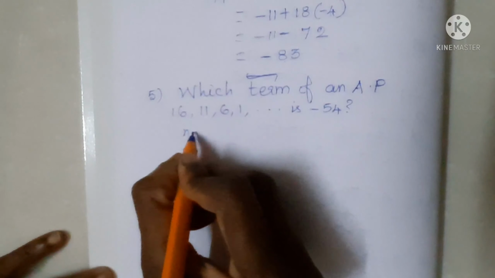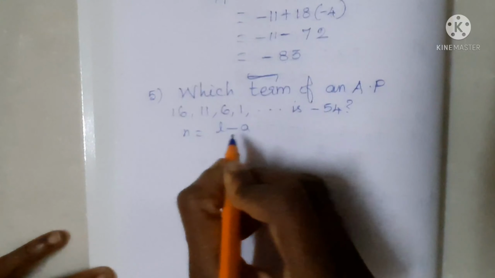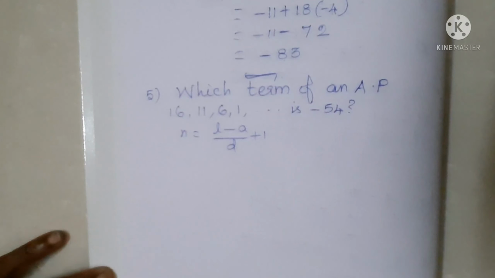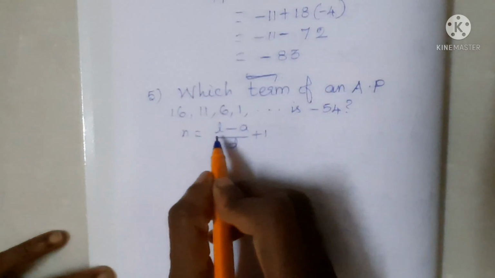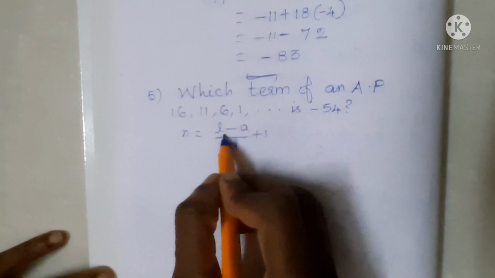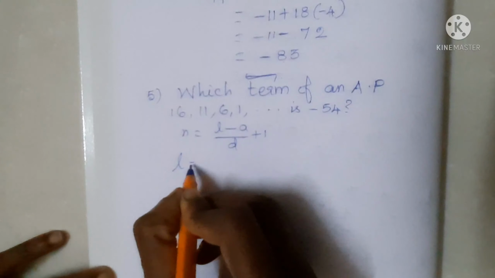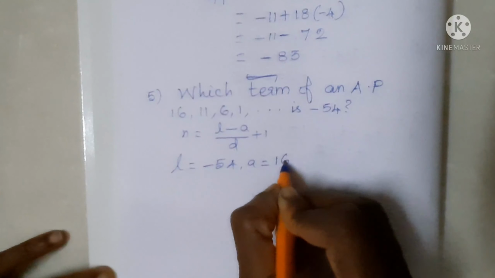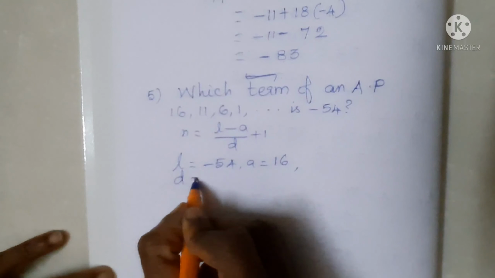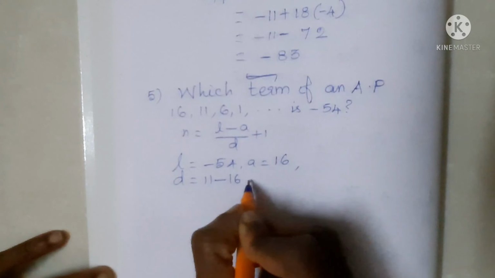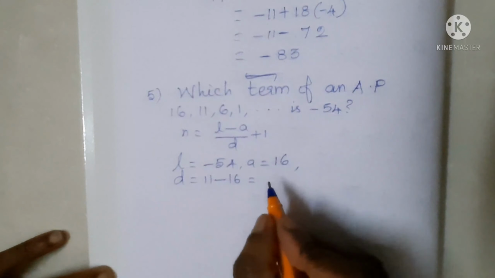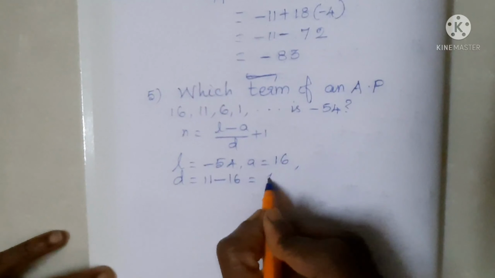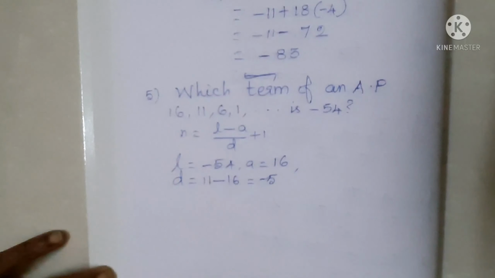So n is equal to (L minus A) by D plus 1. Using this formula you find the number of terms here. The last term is given, that is L. So L is equal to minus 54 and A is equal to the first term, 16. Next you find D. D is equal to 11 minus 16. If you subtract, you will get minus 5.